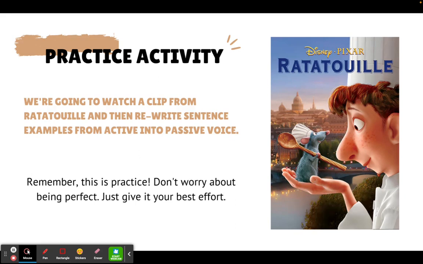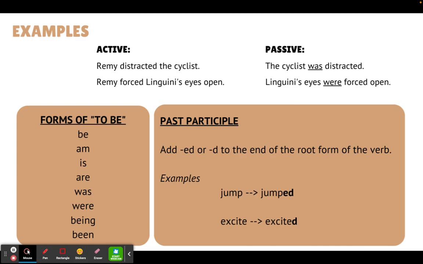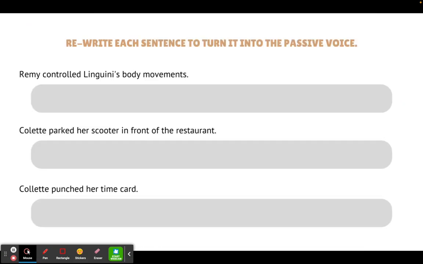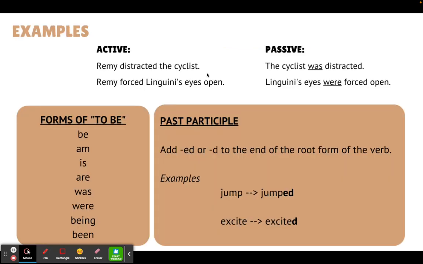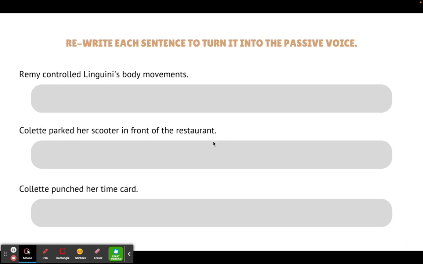You're going to watch the clip, and then on these slides, you're going to take the sentences, and you're going to turn them into passive voice, because they're all currently in active voice. So again, you're taking the form of to be and then adding the past participle, which means you add ed or d to the end of the root form of the verb. And an example of this would be, Remy distracted the cyclist, now becomes, the cyclist was distracted. We're taking away the fact that Remy did it to make it passive. So that's your goal, is to take these and turn them into passive.